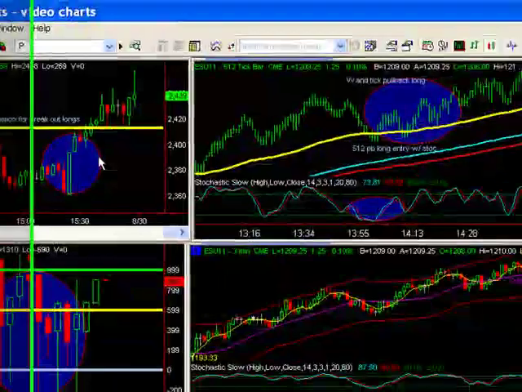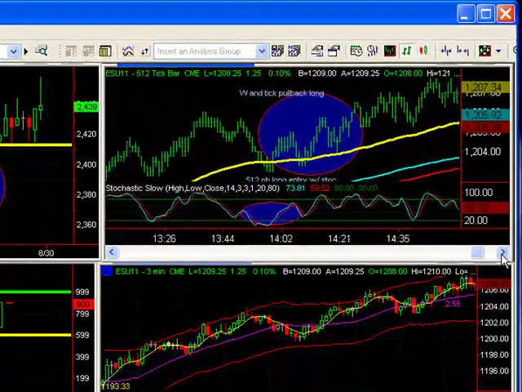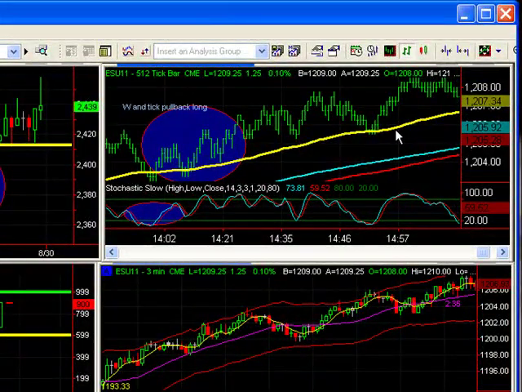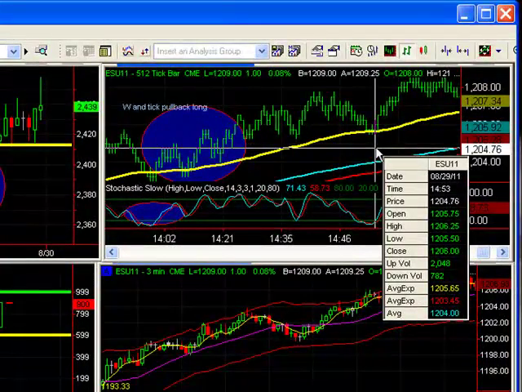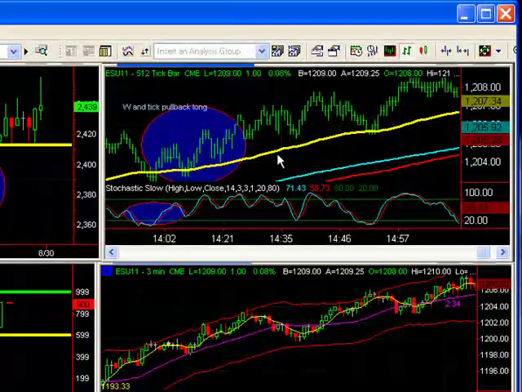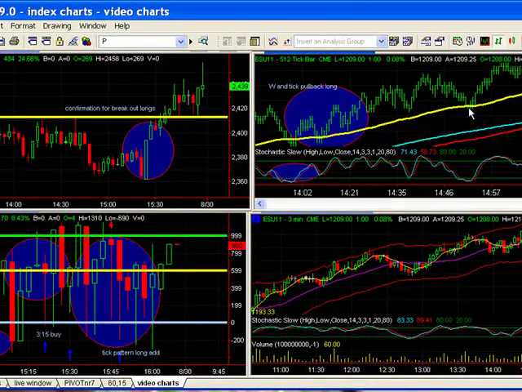Okay, so at 3:30 we go long at 1207. Now, why did we go long at 1207? Remember, the daily chart says 1207 was the buy signal. Okay, so now what happens as we come back down through here? The really cool thing that works is we get a pullback. Okay, so now we're in the trade. We know that the breakout is 1207.